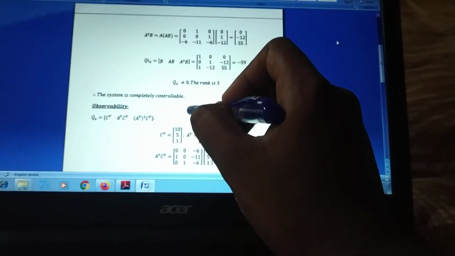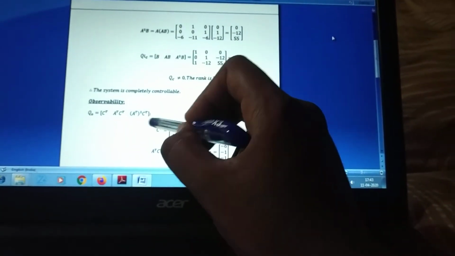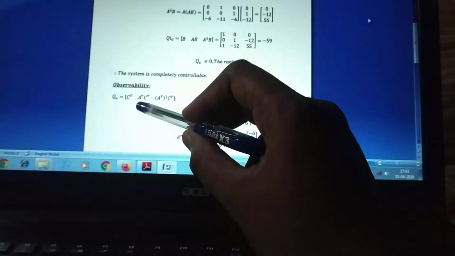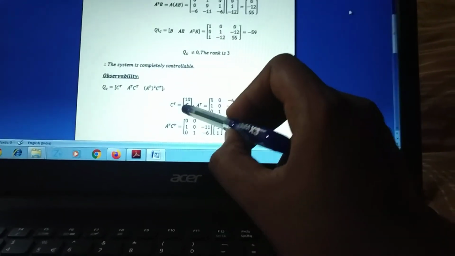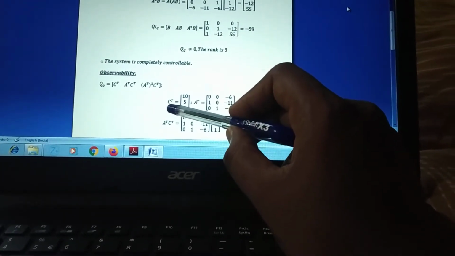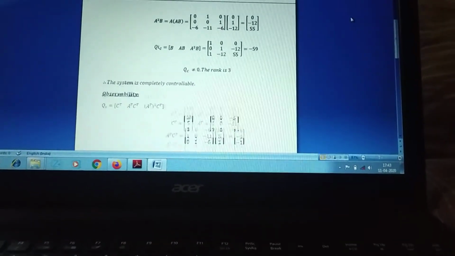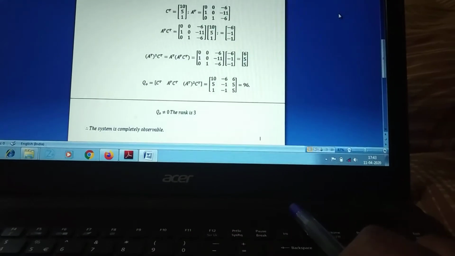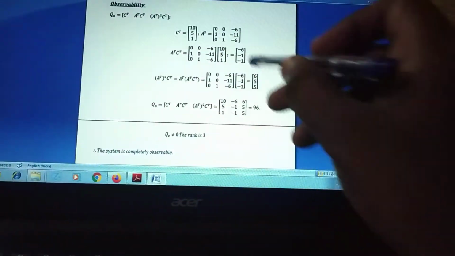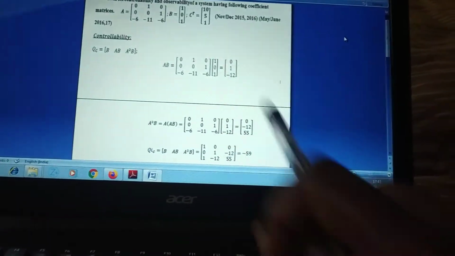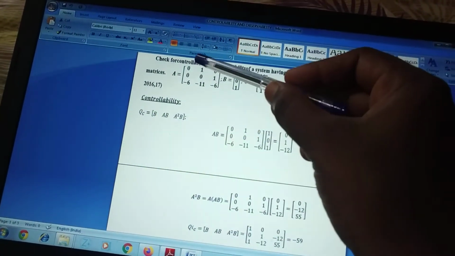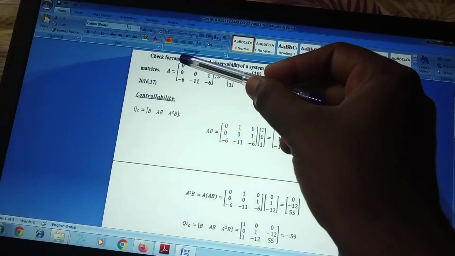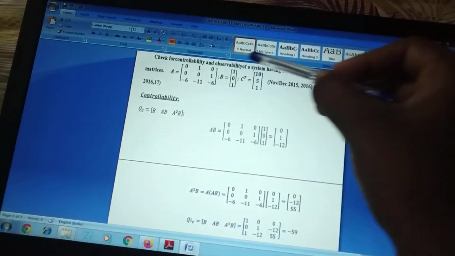Next we are going to discuss observability. Observability is Qo = [Cᵀ, AᵀCᵀ, (Aᵀ)²Cᵀ]. Cᵀ is already given in our system, so we directly write the value of Cᵀ. Next, Aᵀ: how to write Aᵀ? We have the value of A, so how do we convert this into Aᵀ? Switch columns over to rows.